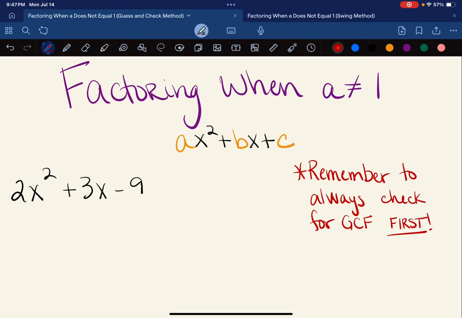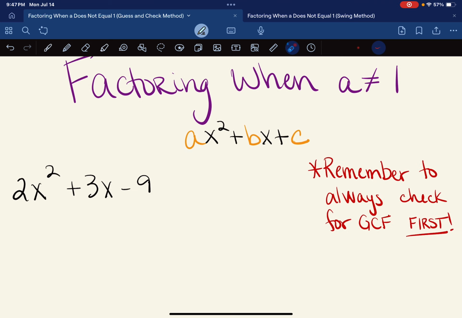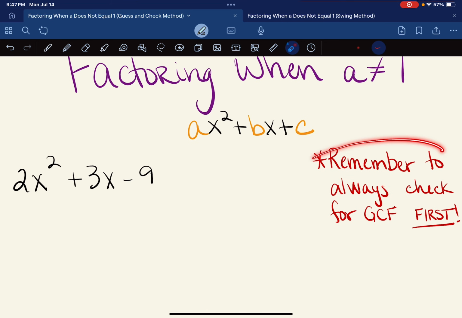All right, we're going to factor a quadratic trinomial when our a value is not equal to 1. And remember that your a value is just the coefficient, or the number attached to your x squared term. So when we start, we're always going to remember to check for a greatest common factor first.